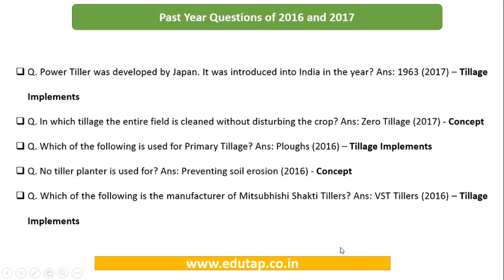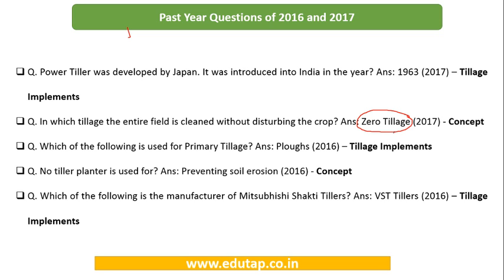So when you come to the next question, it says in which tillage the entire field is cleaned without disturbing the crop. Okay, now the answer to this question is zero tillage. Now friends, here you need to understand that you should be aware about the concept. If you do not know what is tillage and what are the various types of tillage, you will not be able to answer this question at all. But again, coming to one important point, this question of zero tillage requires your understanding on a very superficial level. They haven't gone very deep into the question.